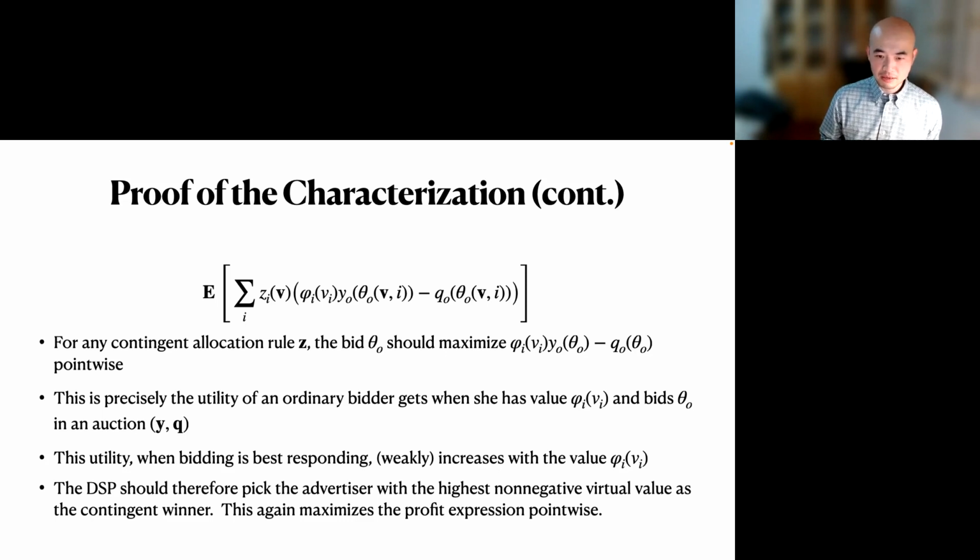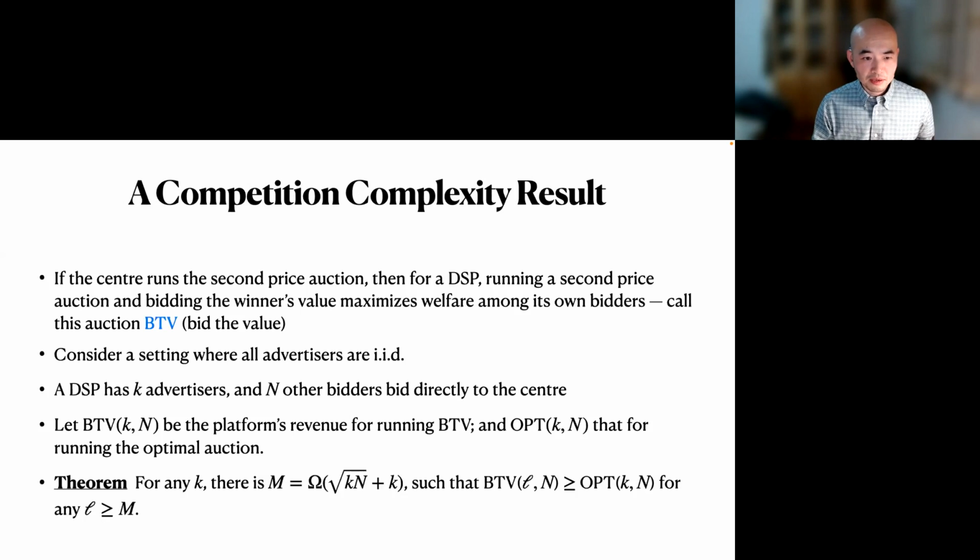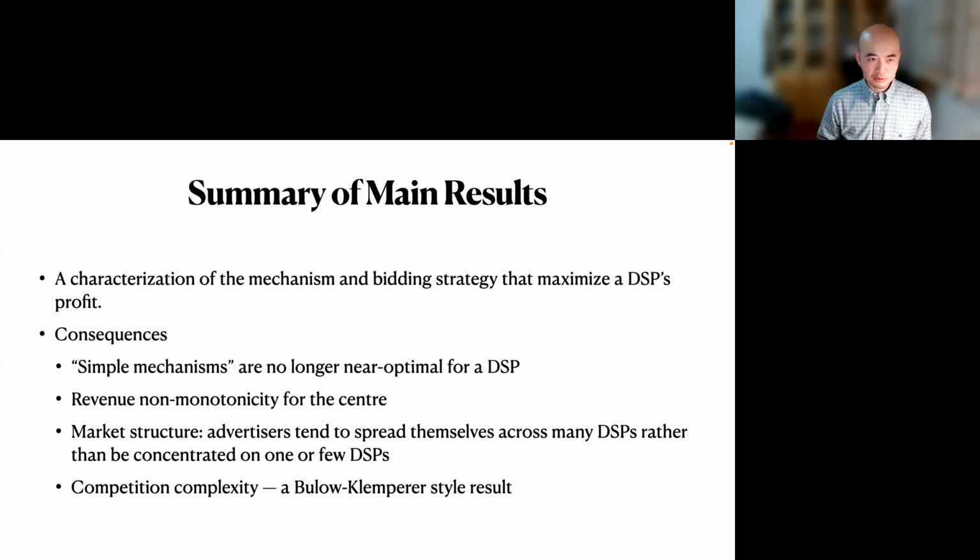In conclusion, the DSP should therefore pick the advertiser with the highest non-negative virtual value as the contingent winner. So the proof strategy just expresses the profit separated into two factors. So z, p and theta are separated, then we see how to maximize the term with theta, and then realize that that term is monotone with theta, with phi, and therefore we should design z so that the contingent allocation goes to the maximum phi. I'm running out of time, so let me just conclude first. We give a characterization of the mechanism and bidding strategy that maximize a DSP's profit.